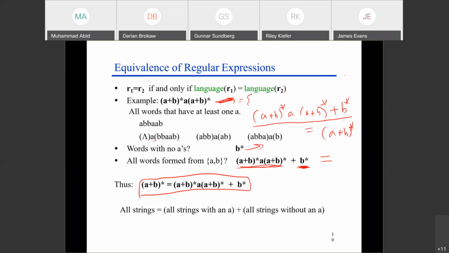Now if you see this part, it is all strings with an a, and if you see this part, all strings without an a. If you combine all strings with an a and without an a, it is all strings. And what is this? A plus b whole star. So this way you can make it complete for a plus b whole star. Okay, so this is good. Any questions, guys, here in this slide?